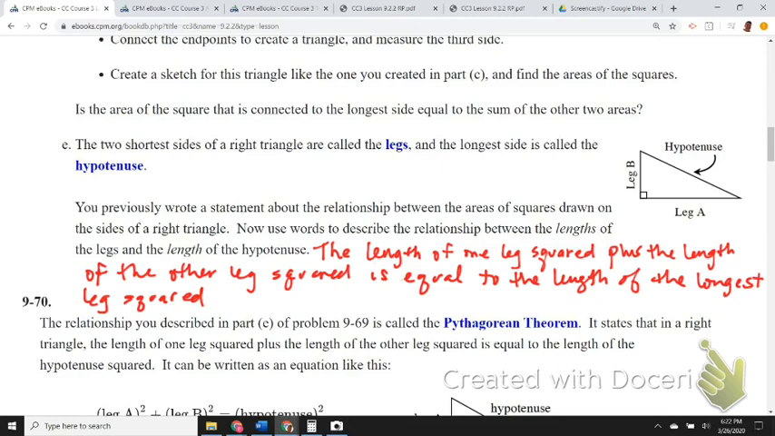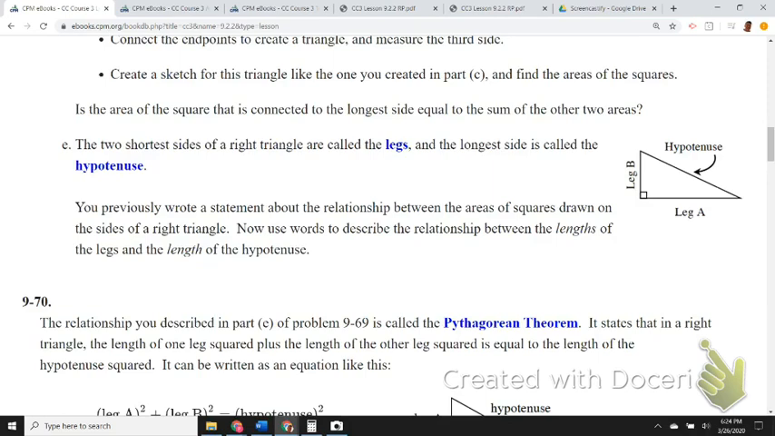Feel free to write this down, but I feel like you would understand this. It will be obvious to you as we go along if it's not already. Basically, in summary, the length of one leg squared plus the length of the other leg squared is equal to the length of the hypotenuse squared. I shouldn't say the longest leg, I'm going to say hypotenuse squared. Let's use some academic vocabulary here. All right, let's move on to the next one.